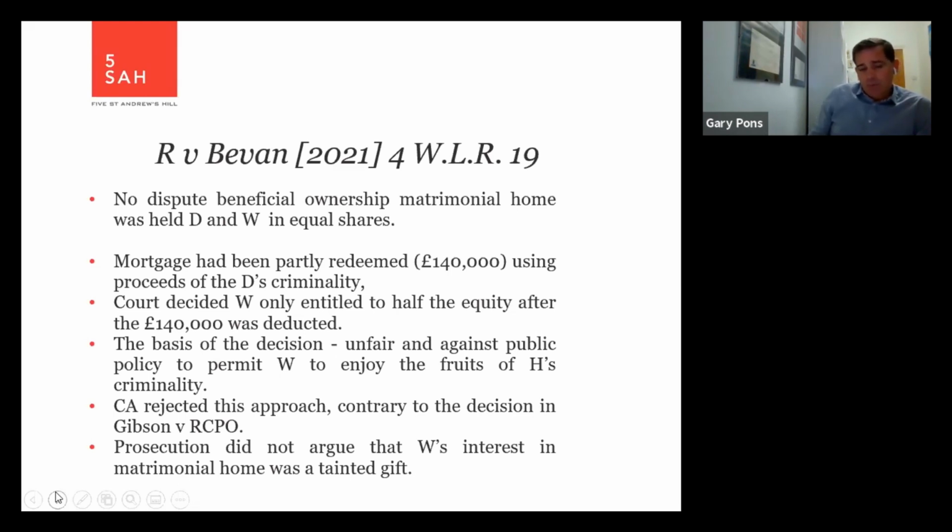What the Court of Appeal did was they rejected it and specifically observed that it's contrary to the decision in Gibson versus RCPO. What the prosecution did not argue in the case of Bevan was that the wife's interest in the matrimonial home was a tainted gift, which almost certainly would have achieved what they were seeking to achieve, albeit by a different and arguably permissible route. Next slide, please.